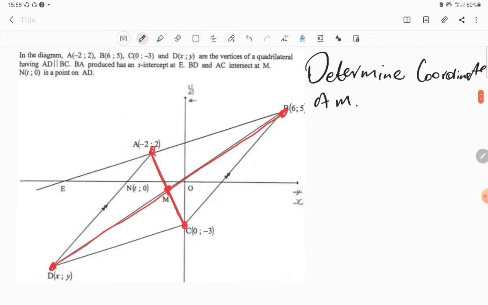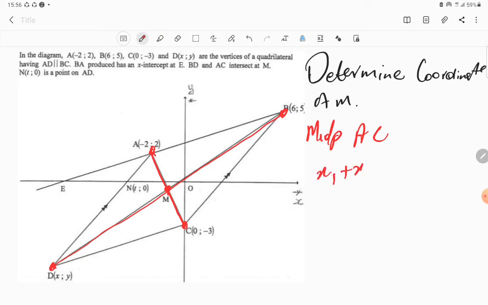So we just now need to calculate the midpoint of AC or the midpoint of BD, because the diagonals of a parallelogram bisect each other. So we are going to just use that information to find the coordinates of M. So the midpoint of what? Of AC. How do we calculate the midpoint of AC?